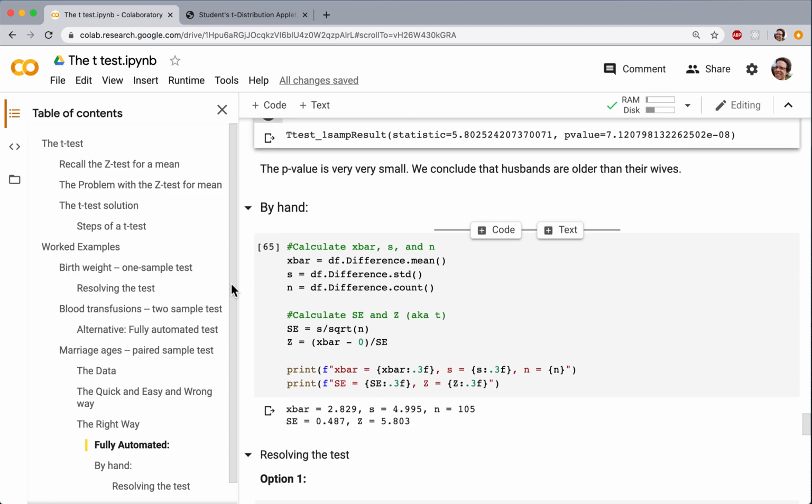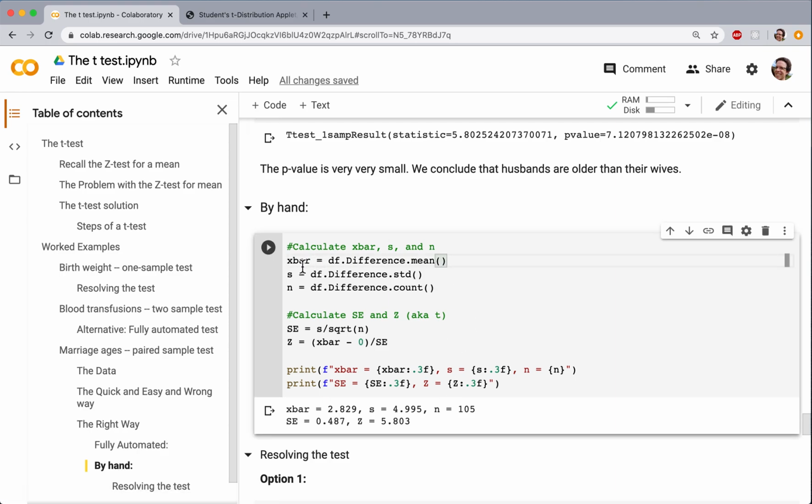Now, I wanted to illustrate the same thing by hand. So we need to calculate the x bar and the s and the n, and we don't have number 1 and number 2 here because this is all one sample now. We're only reasoning about the differences. So x bar is the mean difference. This is the standard deviation of the differences, which is rather small. This is the count on the differences, which should be 105.